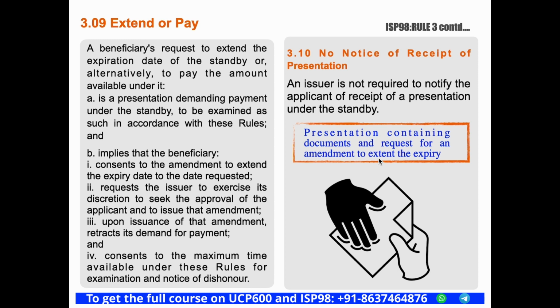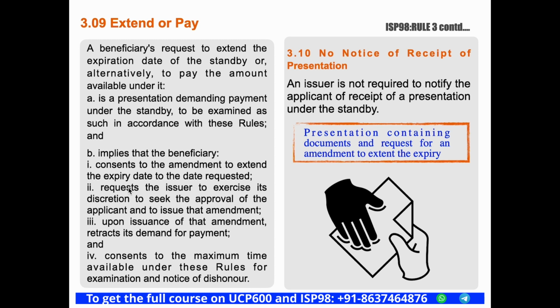As the request is from the beneficiary side, by making such a request, the beneficiary accepts the following by default. What are they? First, the beneficiary consents to the amendment to extend the expiry date to the date requested. This is quite logical. The beneficiary is asking the issuer to extend the expiry date of the standby to a date, so it consents to the same by default, right?